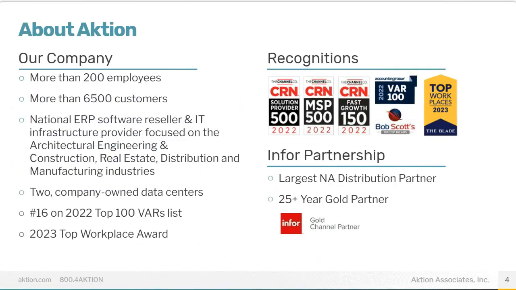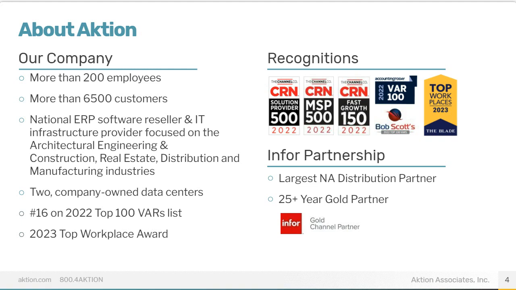Perfect. Thanks for the introduction, Britt. So some quick information here about Aktion Associates. As a reminder, we are more than 200 employees now, closer to about 230. We're more than 6,500 customers here at Aktion Associates. We're a national ERP software reseller and IT infrastructure provider focused on the architectural engineering and construction, and real estate, distribution, and manufacturing industries. We have 2 company-owned data centers, one located where I am in our headquarters here in Maumee, Ohio, which is about a half-hour south of Toledo, Ohio. And then we also have another second geo-redundant location in Charlotte, North Carolina.